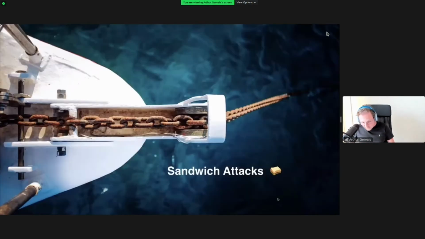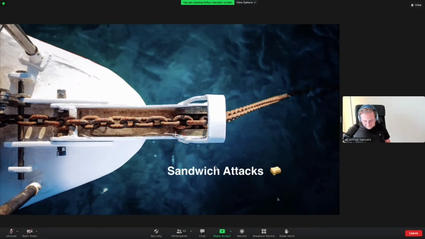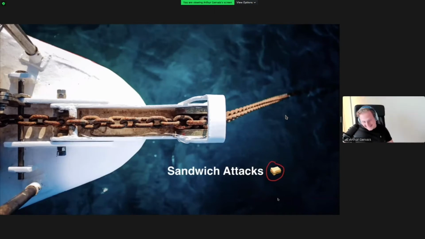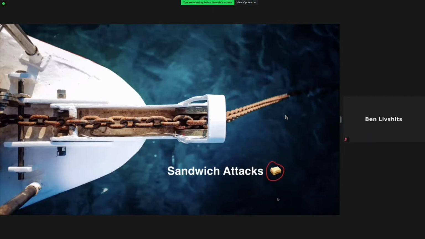Great. So I think we have all the basics now to really understand sandwich attacks. Has anybody an idea why they're called sandwich attacks? It's delicious sandwiches. Exactly. They're really tasty.